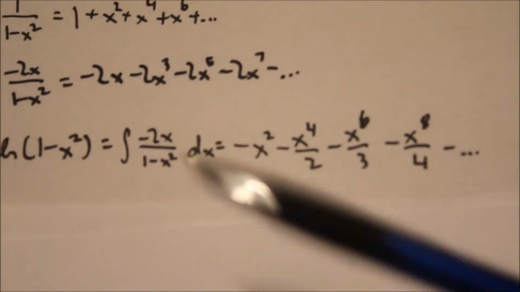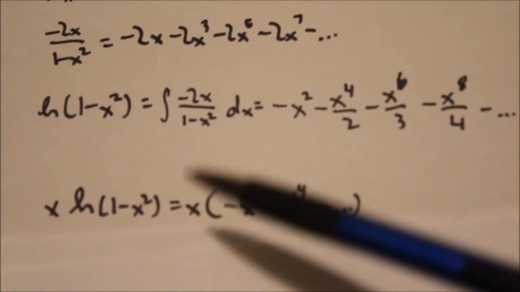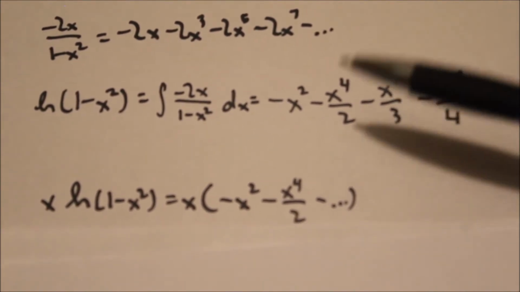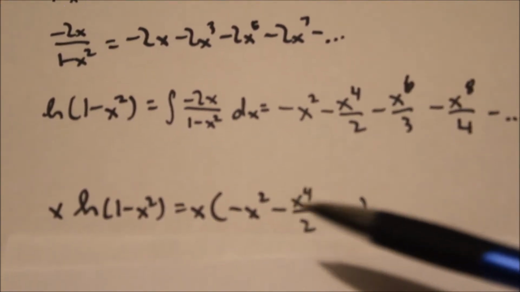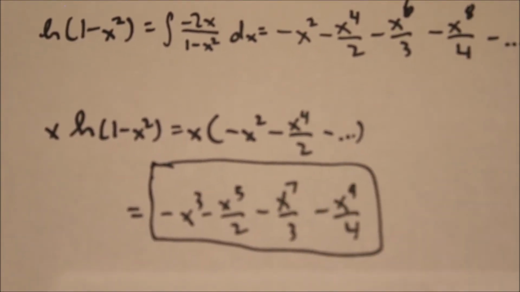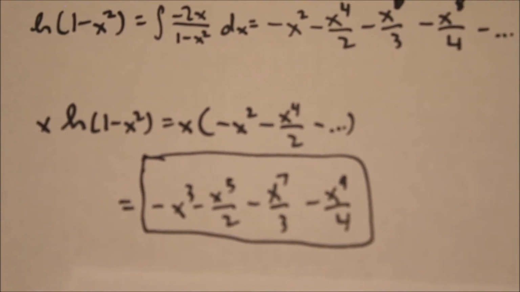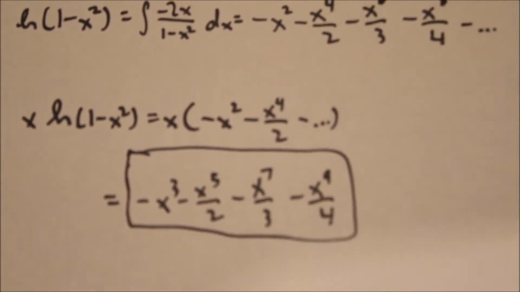So now that we've found natural log of 1 minus x squared, in order to find x times natural log of 1 minus x squared, we just have to multiply every term of this by x. So the first 4 non-zero terms will be negative x cubed minus x to the 5th over 2 minus x to the 7th over 3 minus x to the 9th over 4.